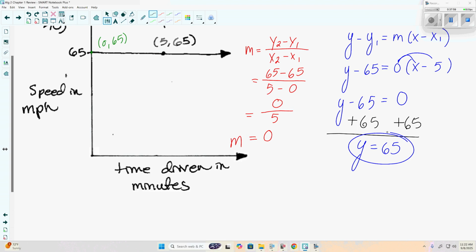Any other questions on any part of the review sheet? Questions on the calculator? Yep. If you want to grab one, we'll go back over 16. We good to move back to 16? Yes? Okay.